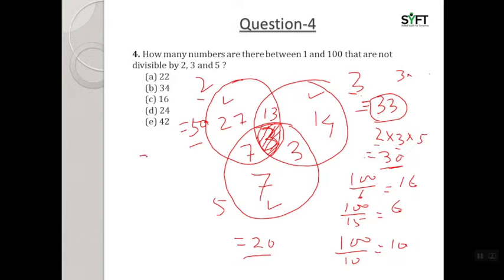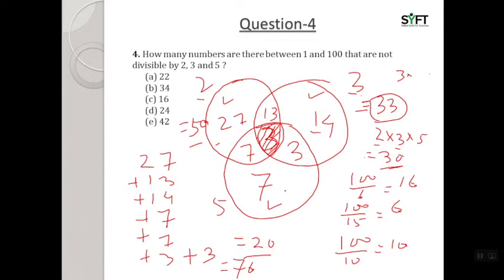So the total comes out 27 plus 13 plus 14 plus 7 plus 7 plus 3 plus 3, and the total is 76. So 76 numbers are there which can be divisible by either 2, 3 or 5. So how many will not be divisible by 2, 3, 5? 100 minus 76, 24. So the answer is D. Thank you.